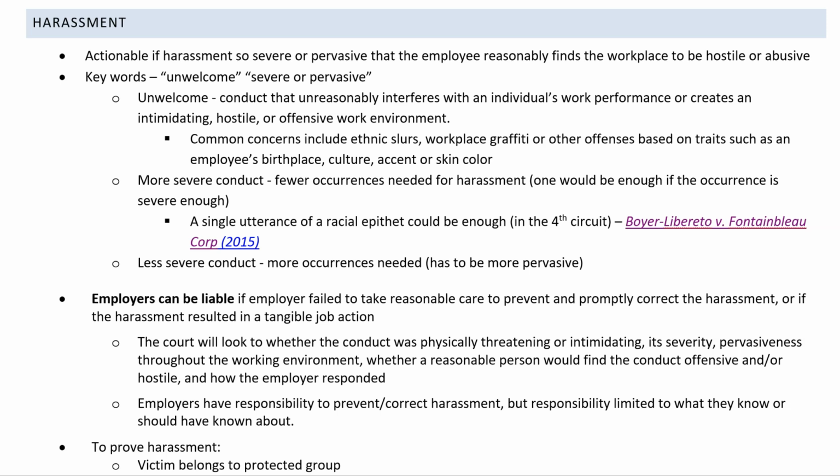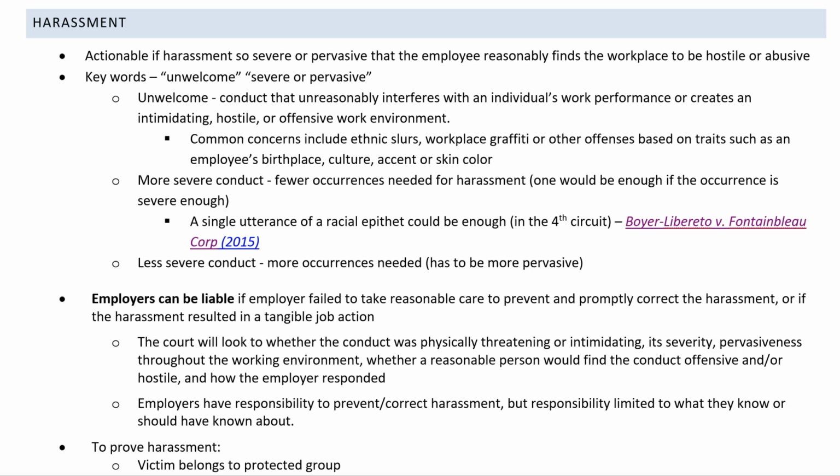We'll define unwelcome as conduct that unreasonably interferes with an individual's work performance or creates an intimidating, hostile, or offensive work environment. Common concerns include things like ethnic slurs, workplace graffiti, other offenses based on traits such as an employee's birthplace, culture, accent, skin color. That's not a complete comprehensive list, but it's something we can use as examples.